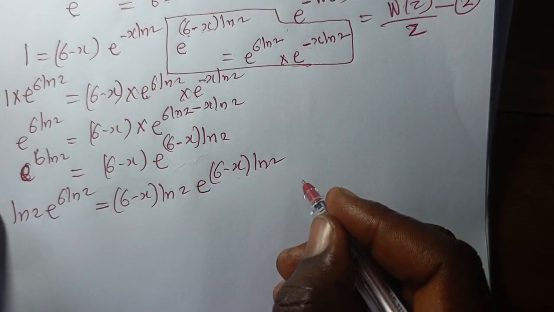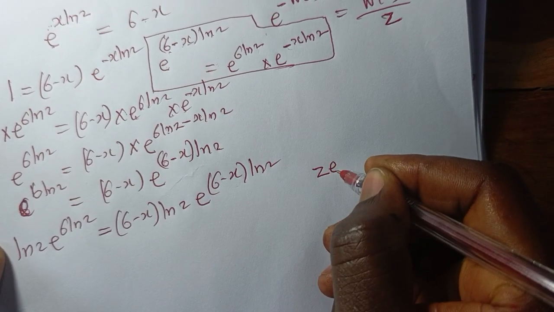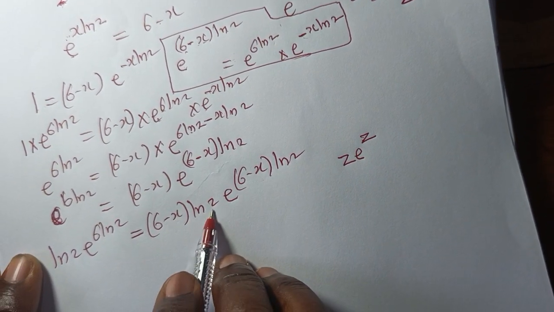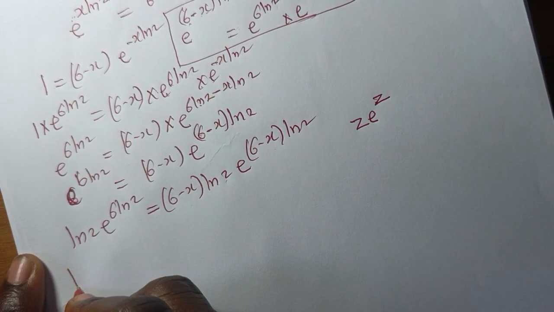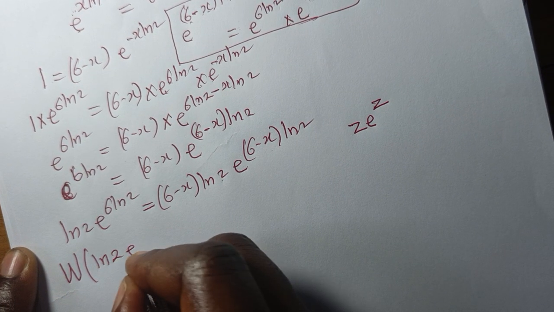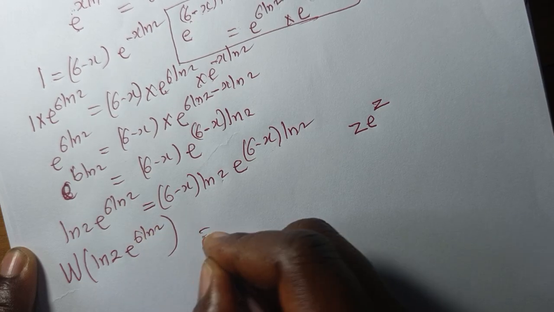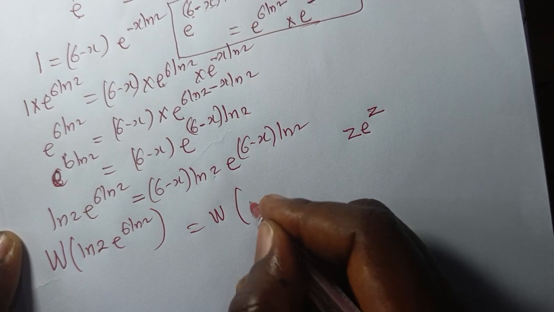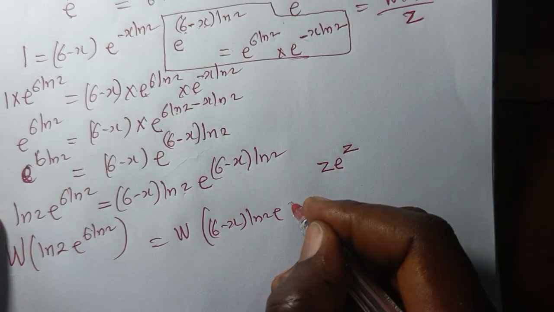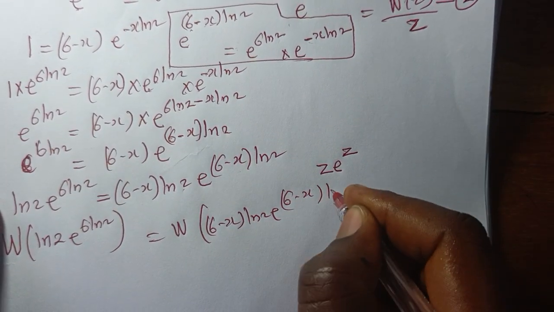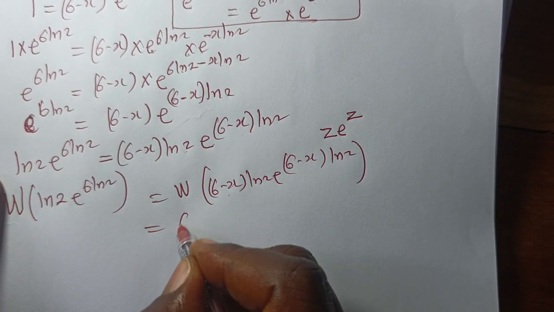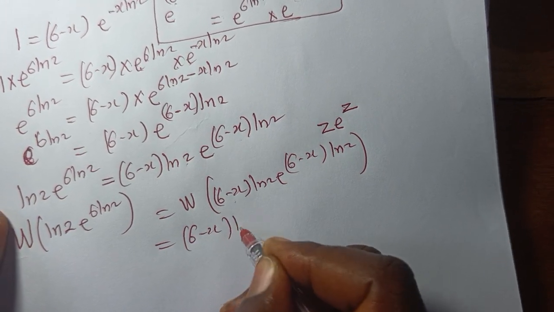So that is written in canonical form, c multiplied by e raised to power c, where c is 6 minus x ln 2. So when we take the Lambert W function on both sides, we have the Lambert W function of (6 minus x) ln 2 e raised to power (6 minus x) ln 2 equals the Lambert W function of ln 2 e raised to power 6 ln 2. So the result obtained here will be (6 minus x) ln 2.